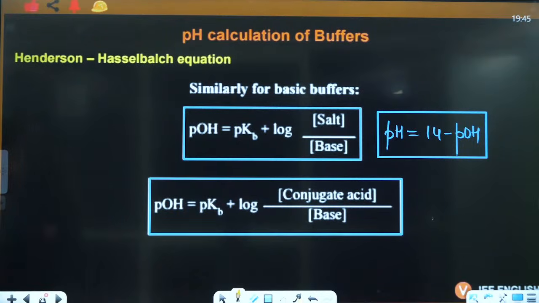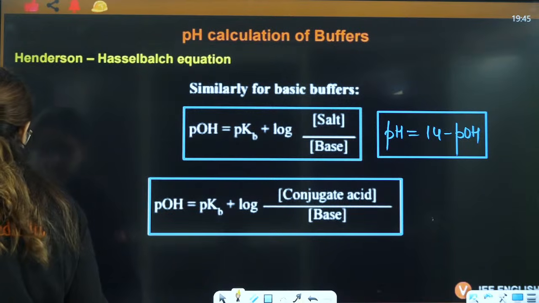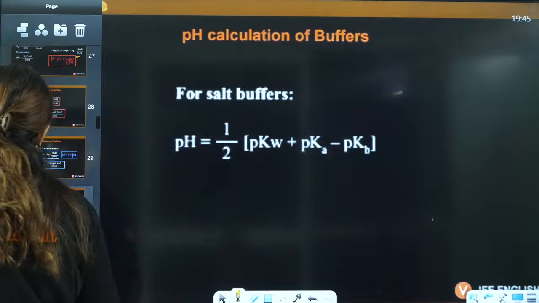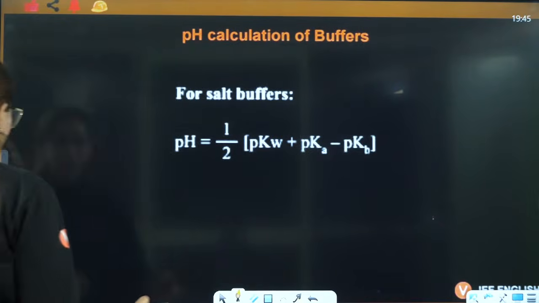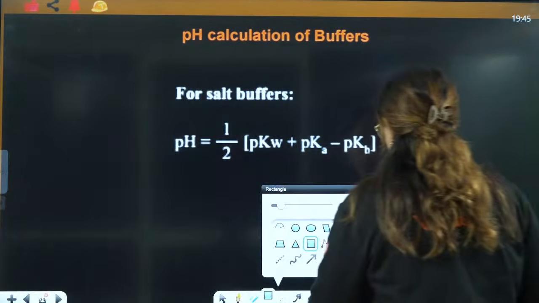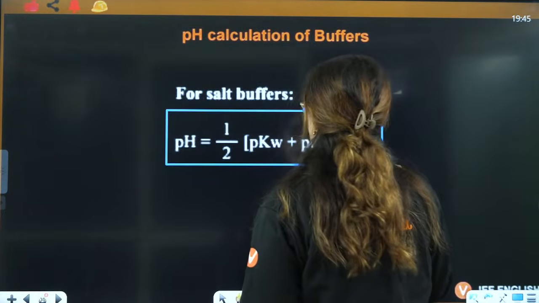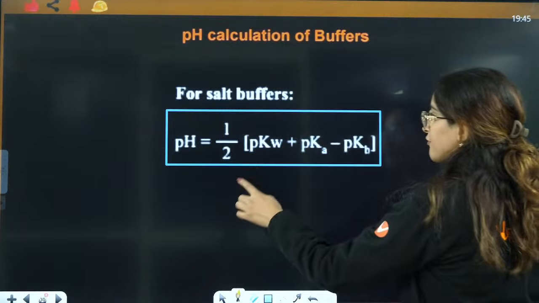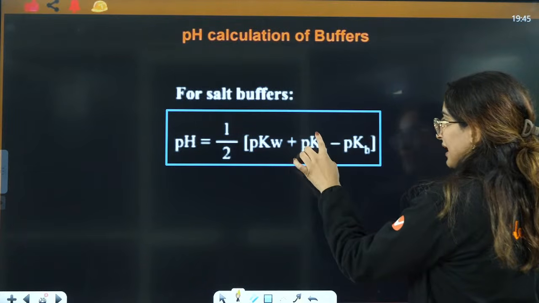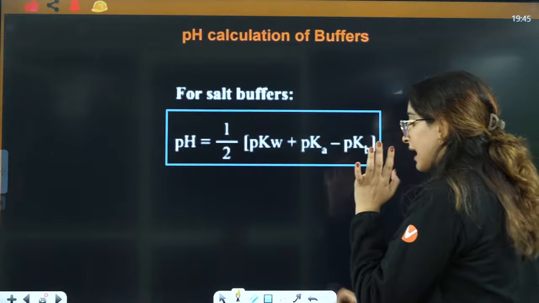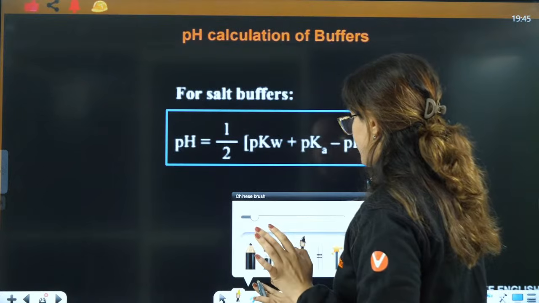Tell me, clear? Any problem here? For a salt buffer, how do you write it? For a salt buffer, pH equals half of pKw plus pKa minus pKb. That is the formula for salt buffer.